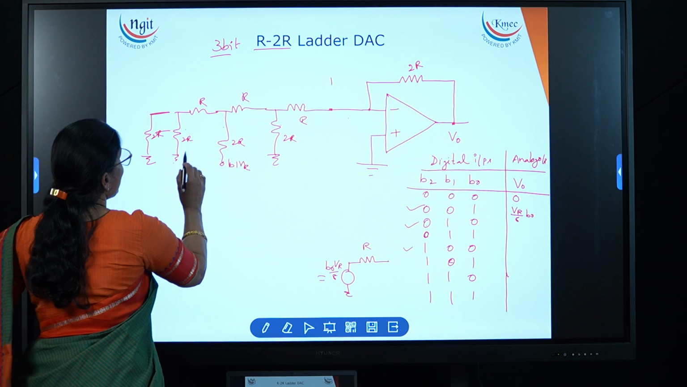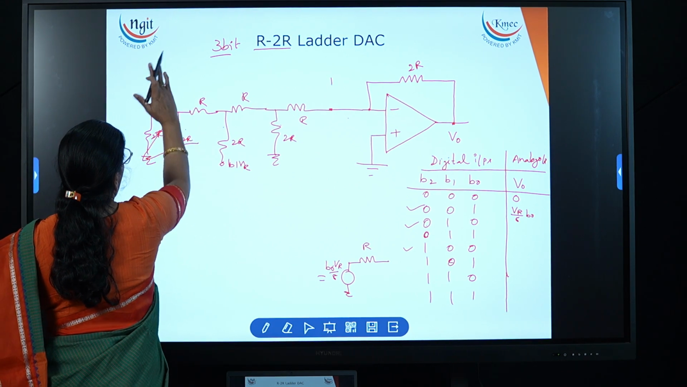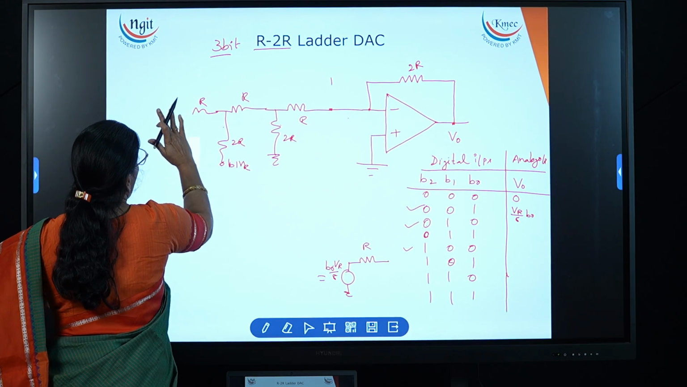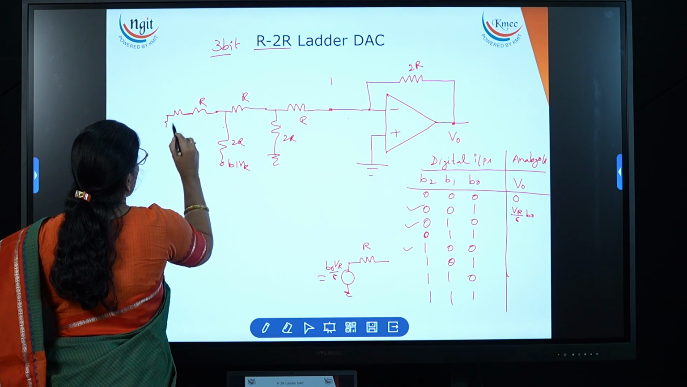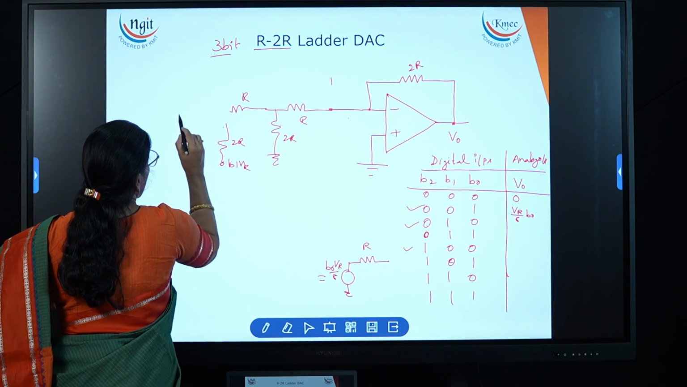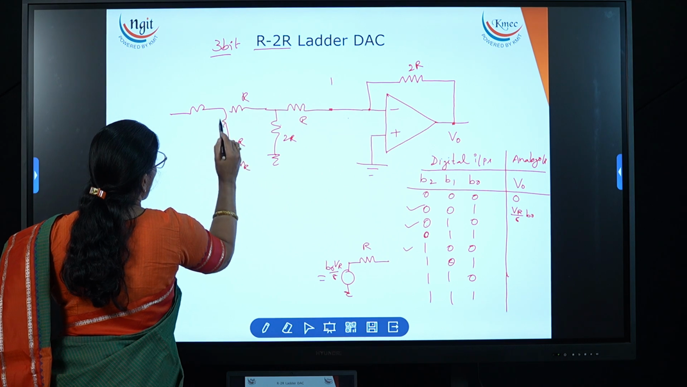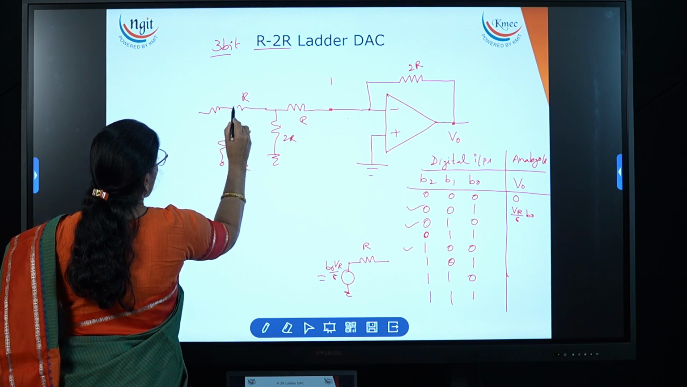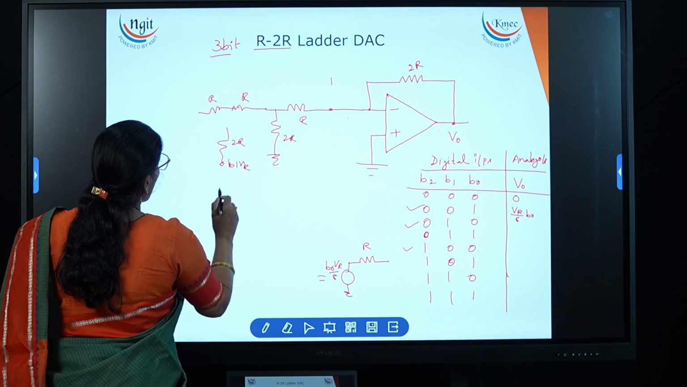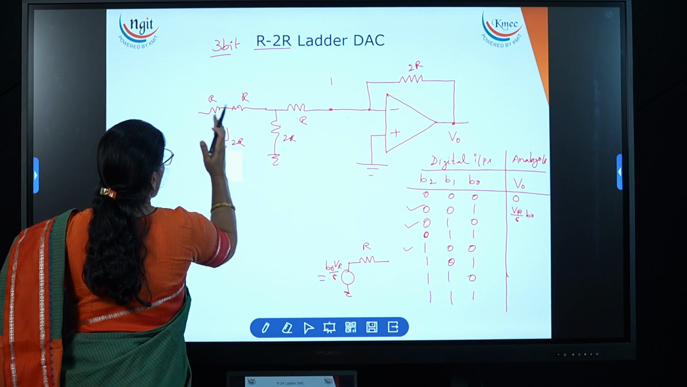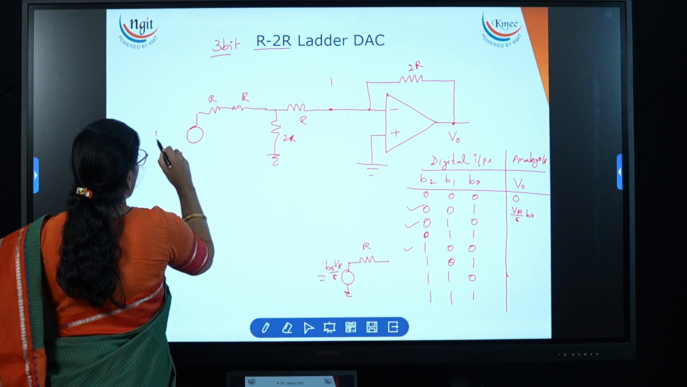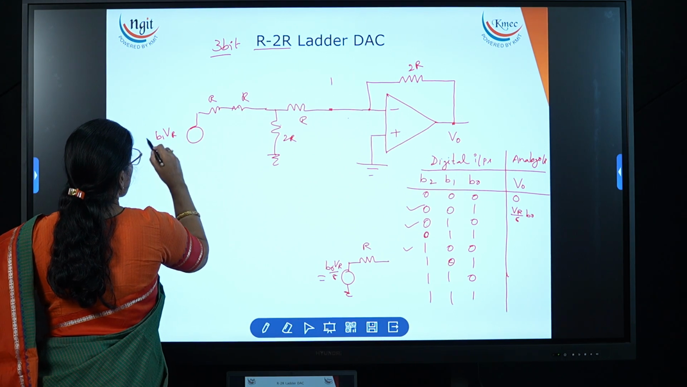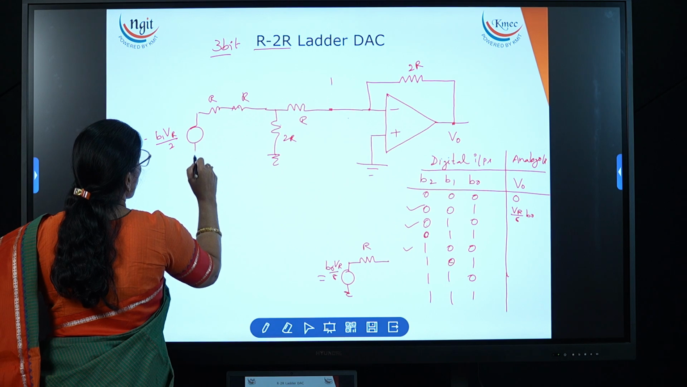Now if I calculate the equivalent resistance, here R and R are in parallel, then I'll get R. And R is in series with this R, then I'll get a 2R over here. And this 2R and this 2R, if they are in parallel, then I'll get a single resistor over here, and this is R and this is R. Now if I calculate the Thevenin's equivalent voltage, I'll get the voltage here as V reference B1 divided by 2.